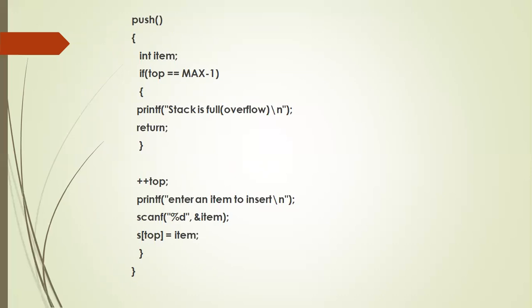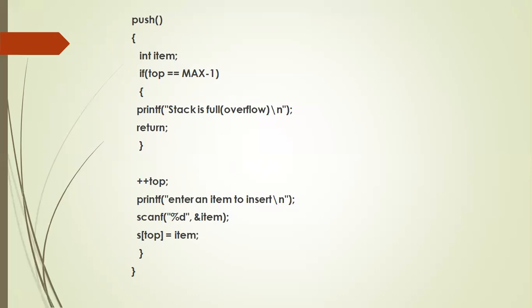Fourth time also I give choice equal to 1 only. So now top is 2. Max -1 is 4. Not true. Then plus top. So top now becomes 3. Then take another element, 40. Then 40 goes to the third place, S of 3. S of 3 now contains 40.